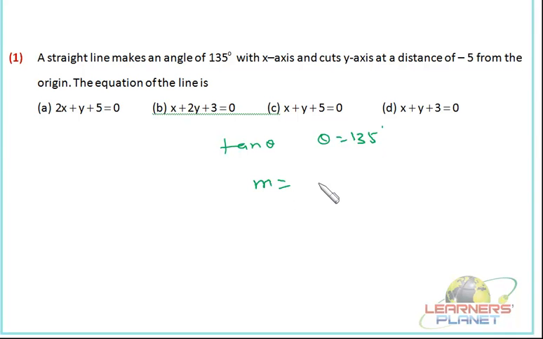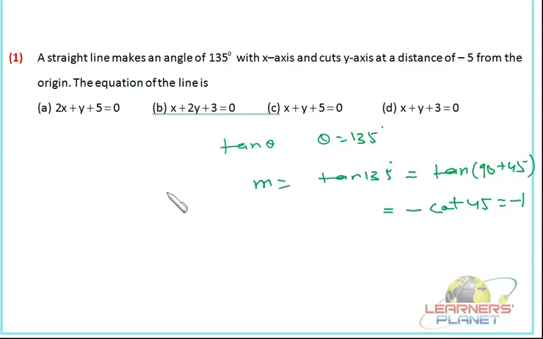So slope will be m is equal to tan 135 degrees, that is tan(90 plus 45), or we can say minus cot 45, that is -1, right? So slope is -1. Then intercept is -5, that means c is equal to -5. Now you know intercept, you know slope. You can construct the equation of the line.